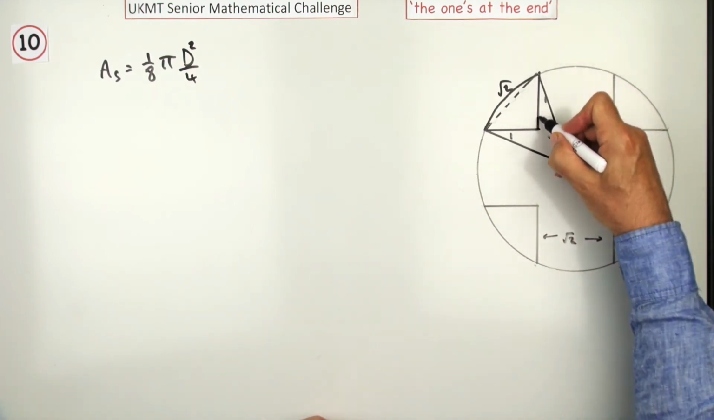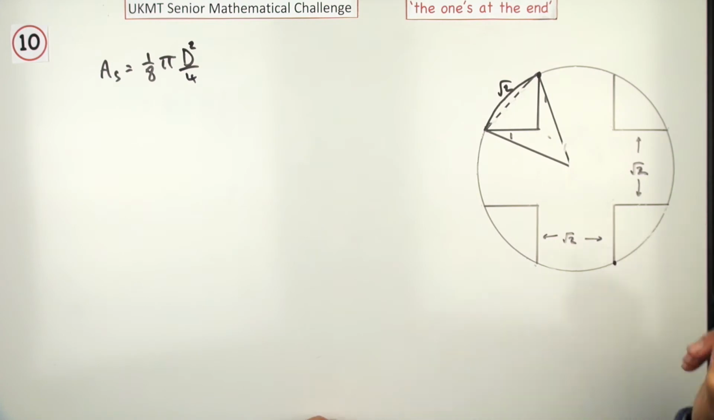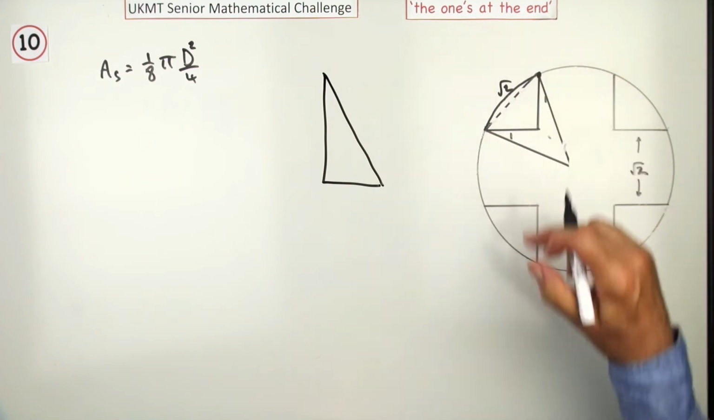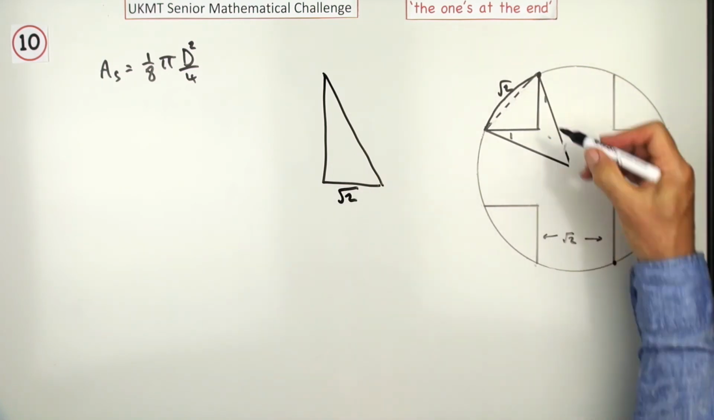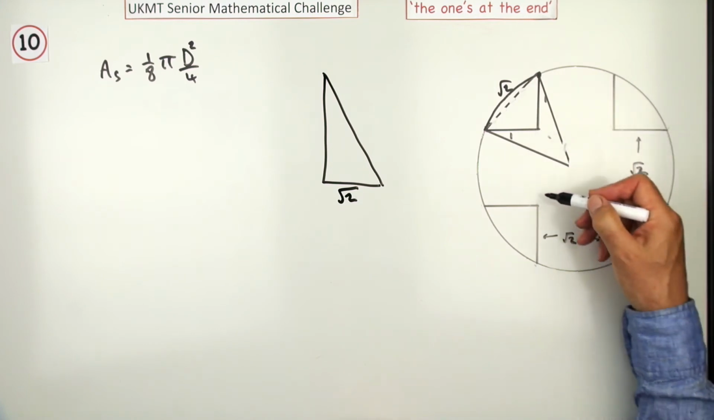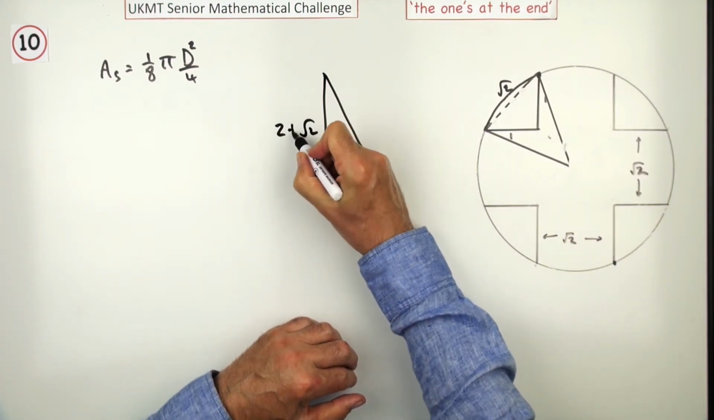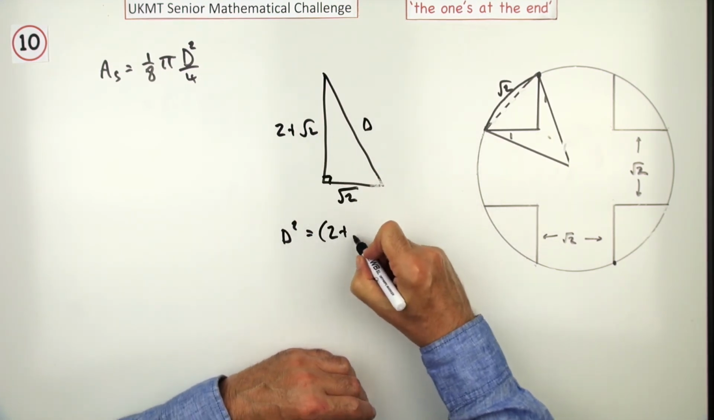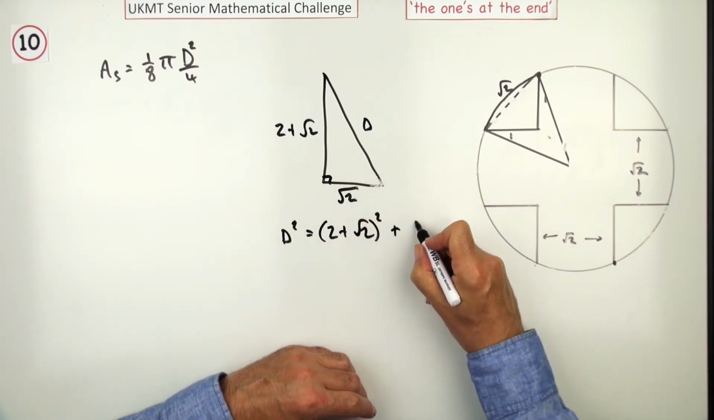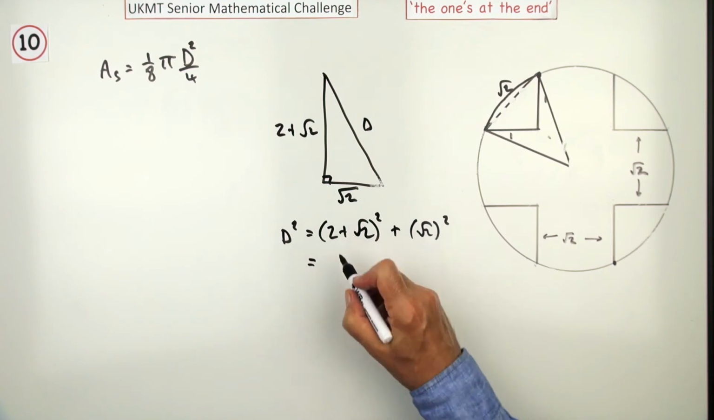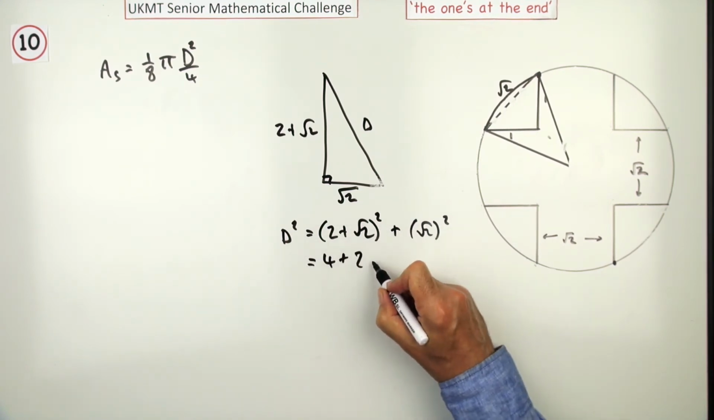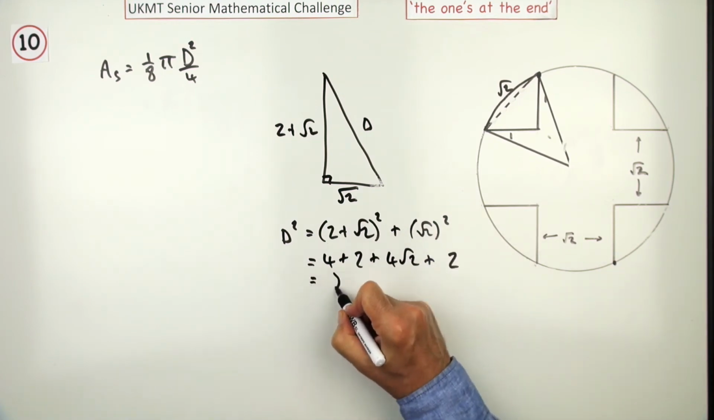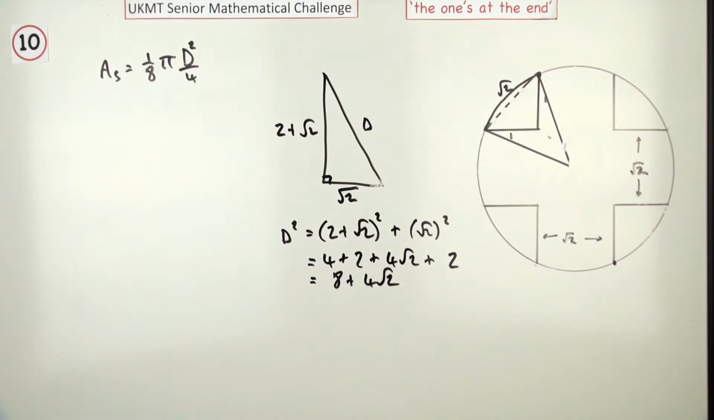Well, the diameter will be the distance from this corner to this corner, so that would come from this triangle then. So the width of it is √2, and this distance is 1 plus √2 plus another 1, which is 2 plus √2. So the diameter squared will be (2 + √2)² plus another (√2)². Well, that'll just be square the first, square the last, which is 2, and twice the product, which is 4√2. Squaring that puts it back to 2, so that gives me 8 plus 4√2.